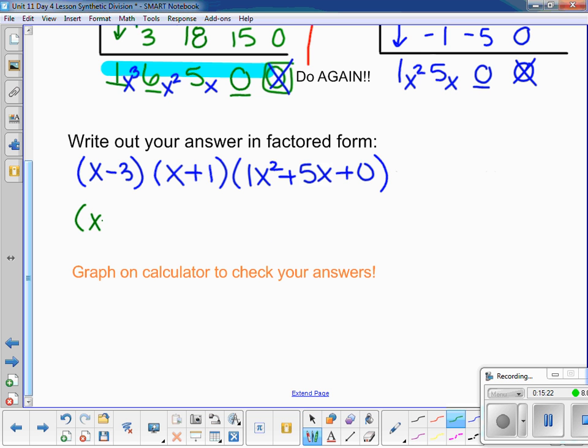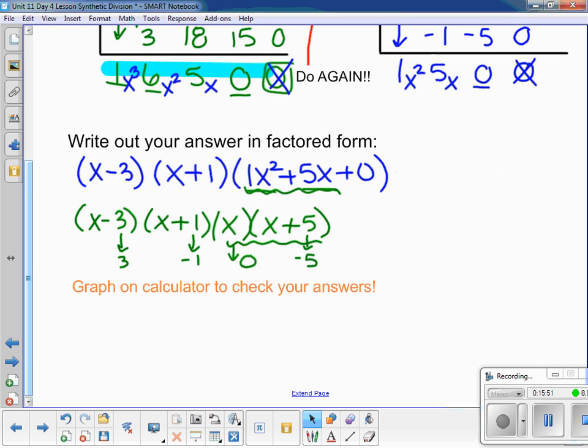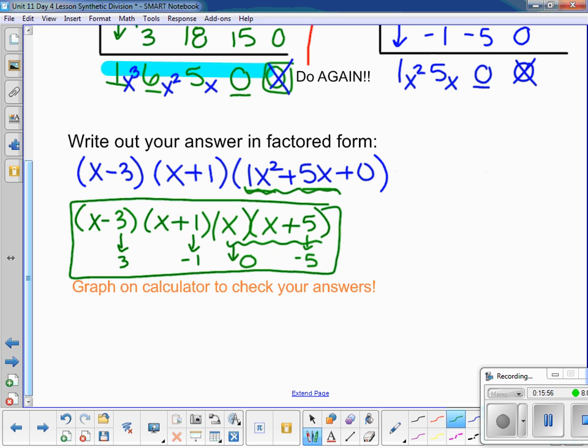So x minus 3 stays. X plus 1 stays because it's completely factored, and I can take an x out of this one. So this would be my final factored form because the x squared plus 5x, I just factored an x out. So I have a root at 3, a root at negative 1, this one is 0, and a root at negative 5. So my final answer is this factored form, and all it tells me is my roots, or in other words, where it crosses the x-axis.